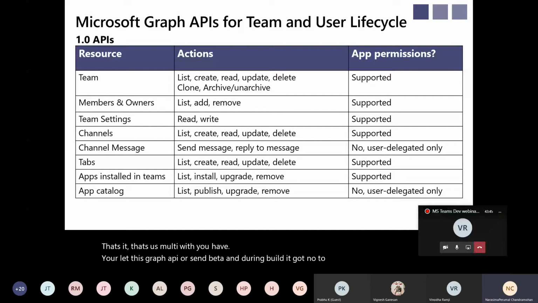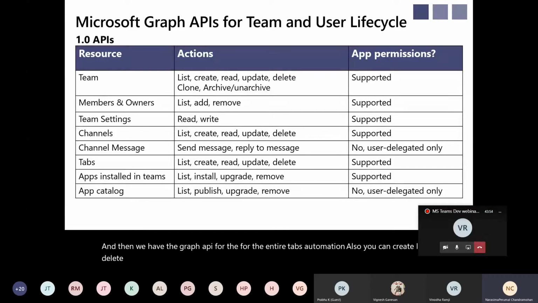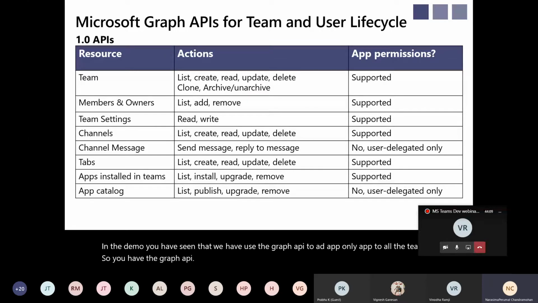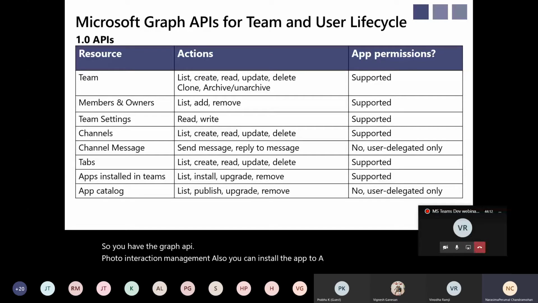And then we have the Graph API for the entire tabs automation. Also, you can create, list, update, delete. You can do all the operations for the tab also. And then for the apps, in the demo, you have seen that we have used the Graph API to add a Poly app to all the teams. So you have the Graph API for the entire app management also. So you can install the app to a team, you can upgrade the app for a team, you can remove an app from the team.